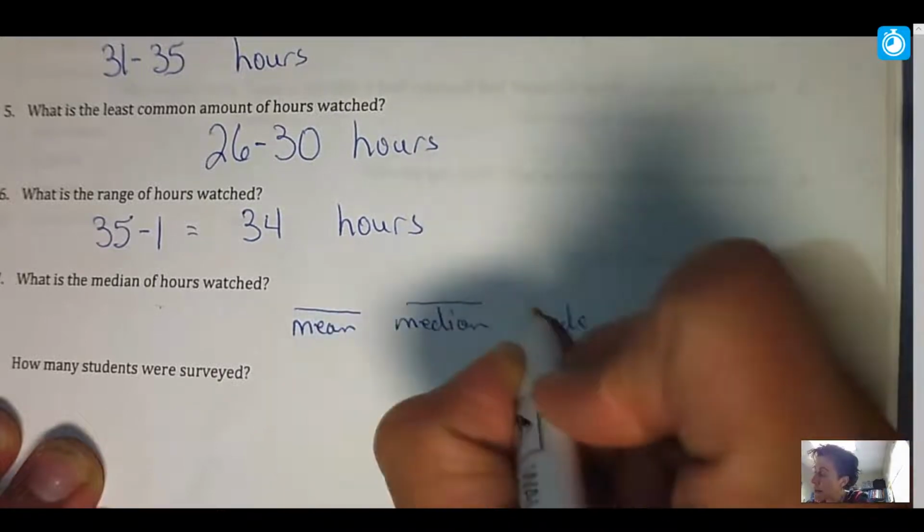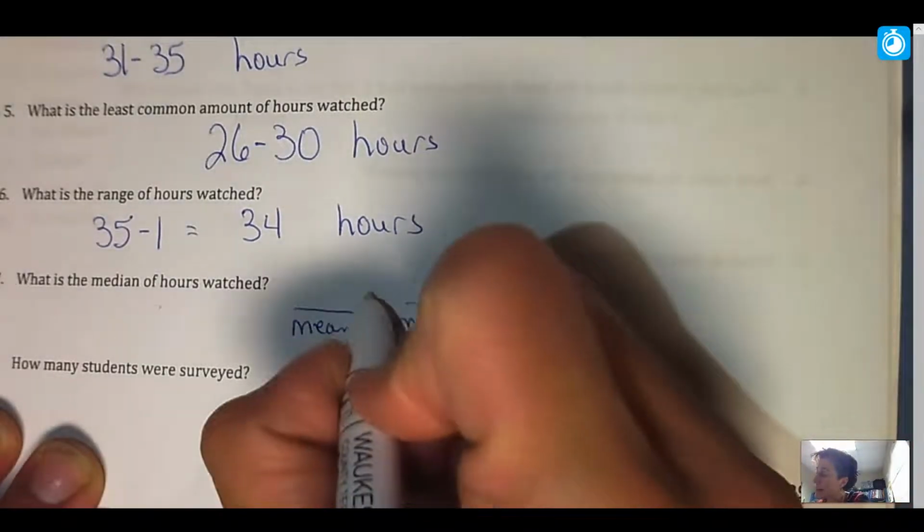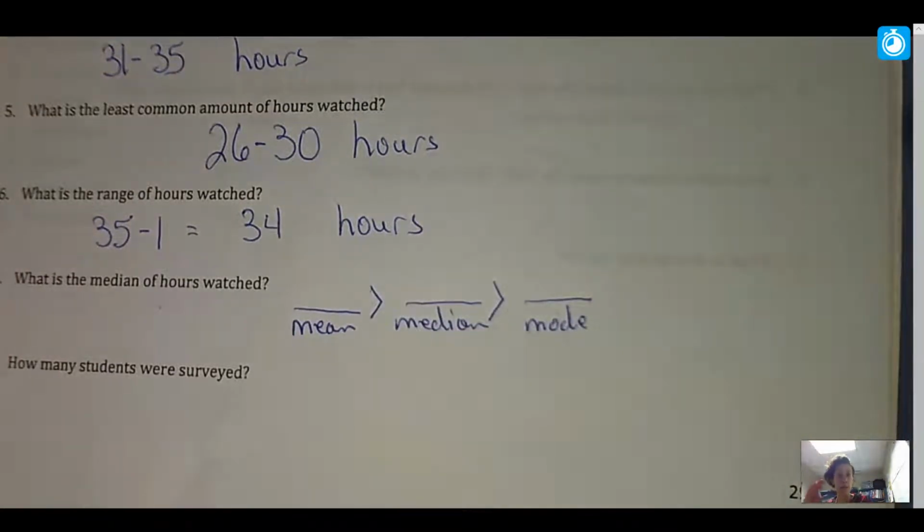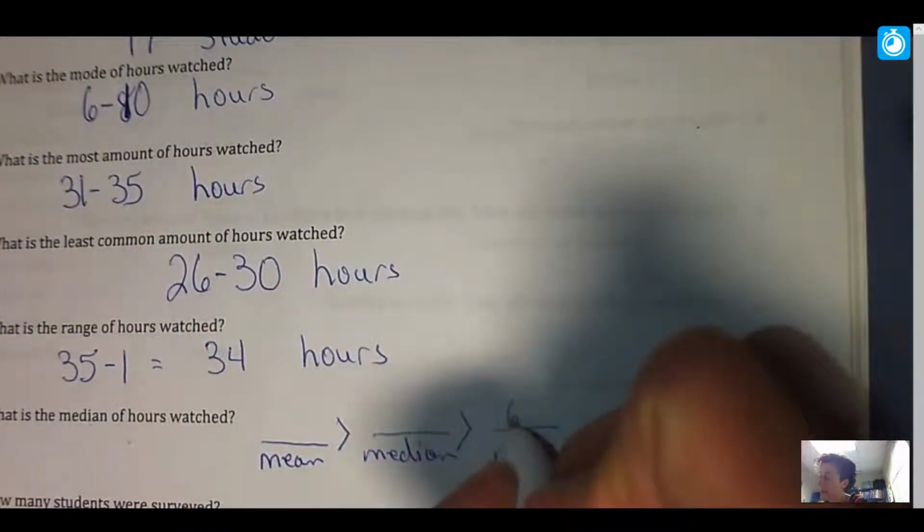Let me just underline some of these. Skewed right is, I would put then those inequality symbols that point to the right. And my mode is somewhere here with 6 to 10 hours, all right? So I could put that in there.